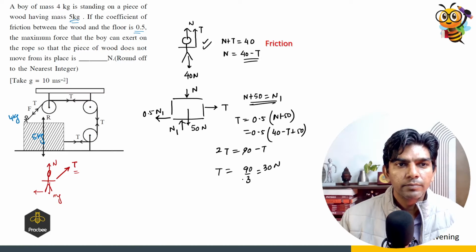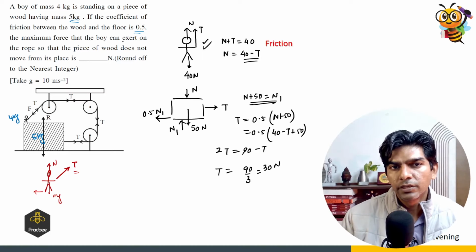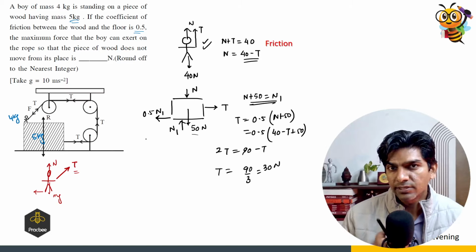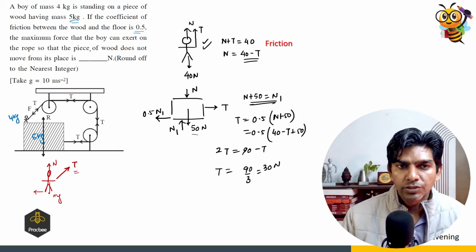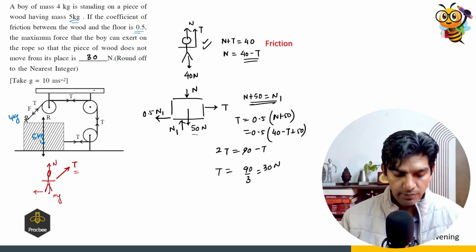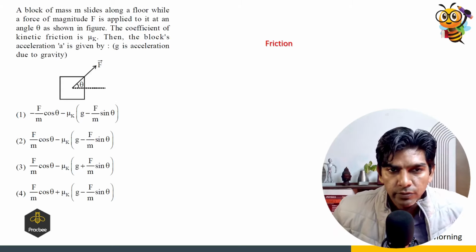And we have to find the maximum force that the boy can exert. So the pulling force is same as the tension force. So this will be 30, right? So 30 is the answer of this question. Right, so let us see this question.